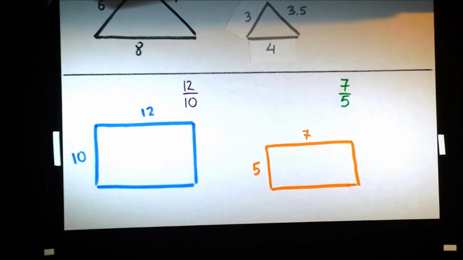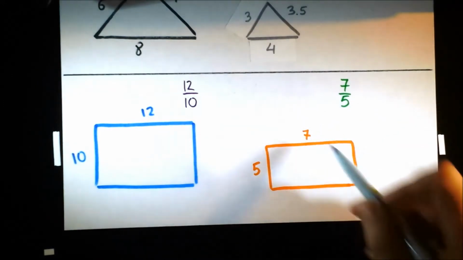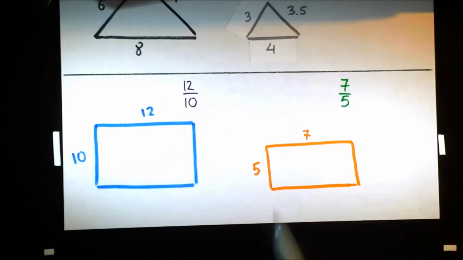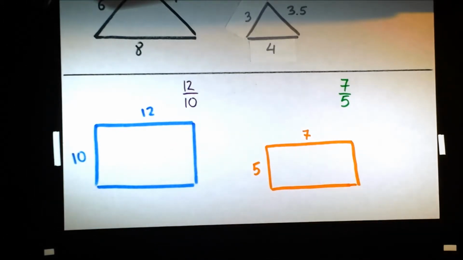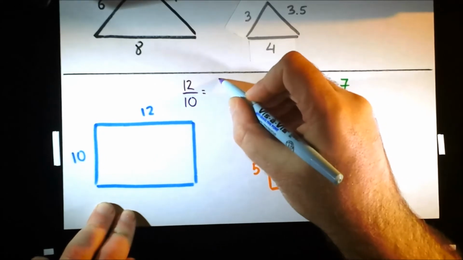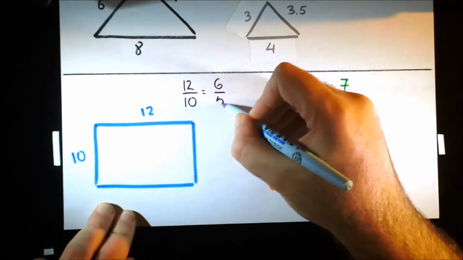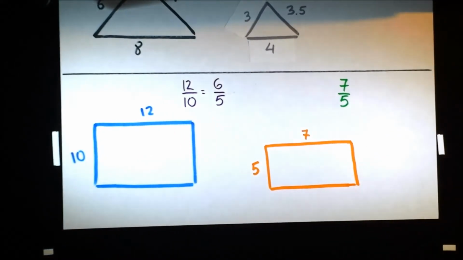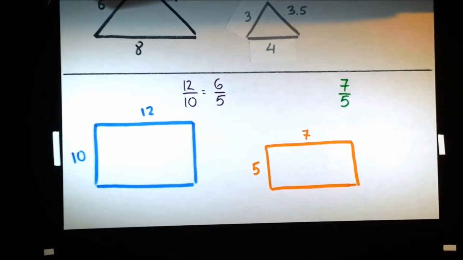Then, hopefully, you simplified them down, which means there's nothing you can do for this ratio. It's already in simplest form, 7 and 5. Nothing to cancel there. But here, 12 is 6 times 2, 10 is 5 times 2. They have a 2 in common. I can cancel that 2 out, and that yields 6 on top, 5 on the bottom. Simplest form. Are the 2 the same? Nope, they're definitely not the same.